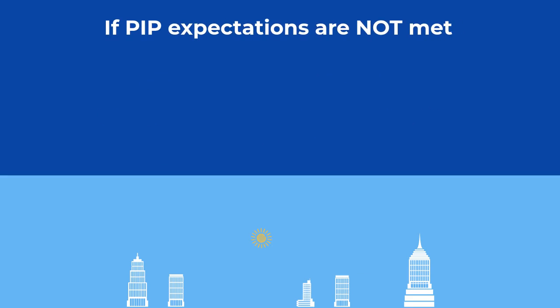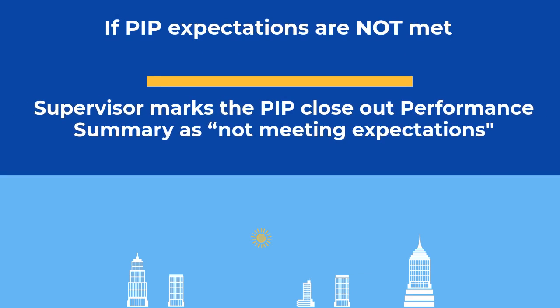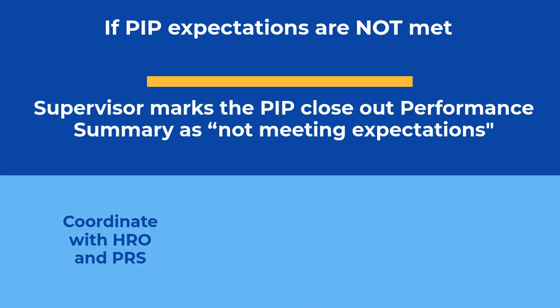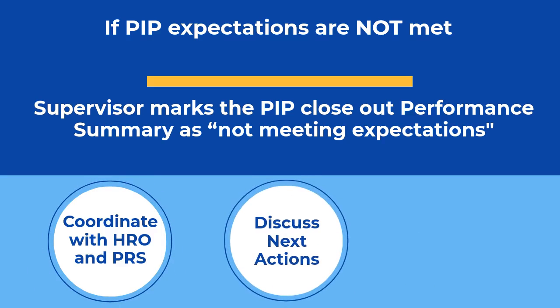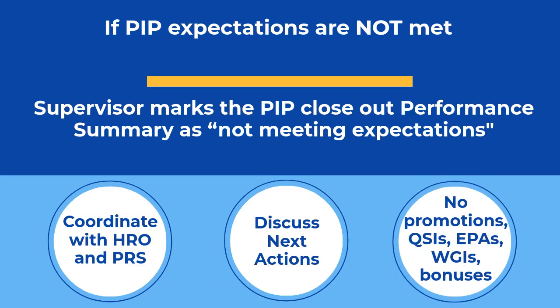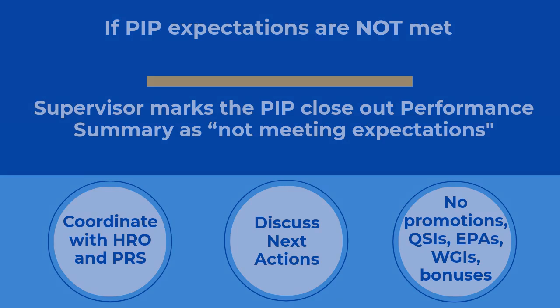If the employee has not met PIP expectations, then the supervisor marks the PIP closeout performance summary as not meeting expectations. Remember, if this is the first PIP, the supervisor may extend up to an additional 90 calendar days in consultation with management. The supervisor should coordinate with their HRO and PRS for discussion of appropriate next actions. The holds on promotions, quality step increases, exceptional performance awards, within grade increases, and/or bonuses will remain in place.